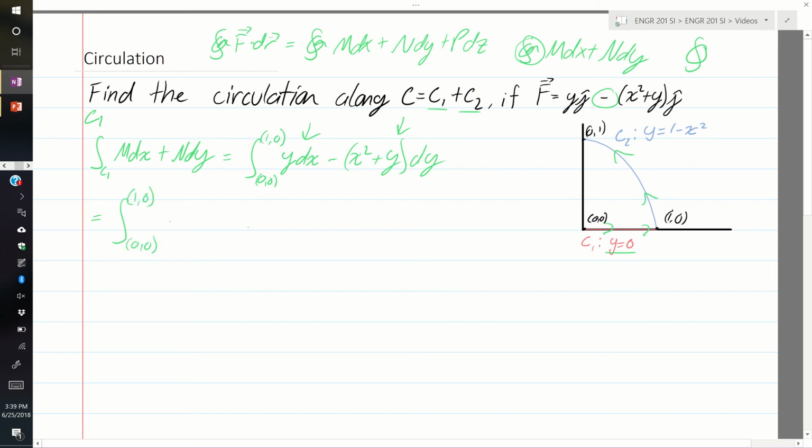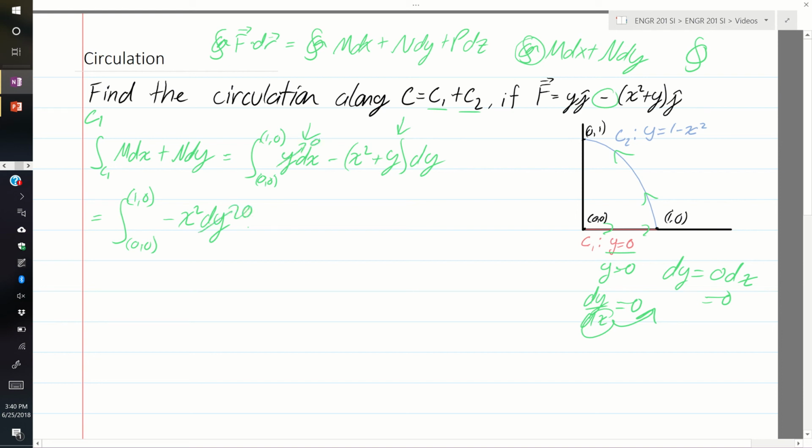When we set y equals 0, then we're just left with minus x squared dy. Do we know dy? We do, we can figure it out at least. So what you have to do is look at y. So y equals 0, and then to take the derivative of that, dy/dx equals 0 as well. Move the dx over, and we have dy equal to 0 dx, which is essentially 0. So this right here is 0 as well.